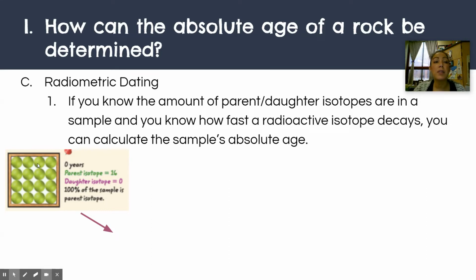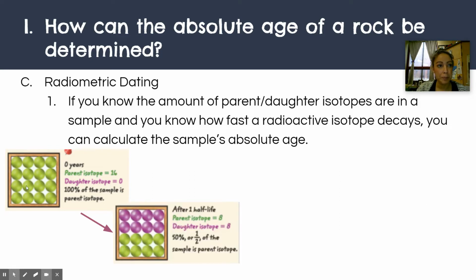These are screenshots from your book. So you have access to this and you should be able to fill this in your book as we go. There's a couple of blanks. But after 0 years, when this rock is fresh out of the earth, we have 100% of the sample, 100% of this rock is radioactive parent isotope. In this example, they use 16 little circles to represent the isotope.